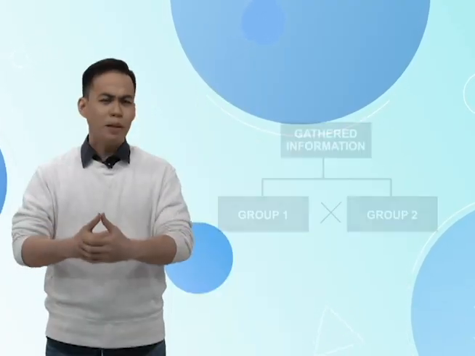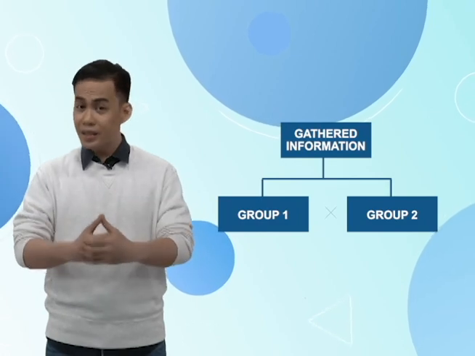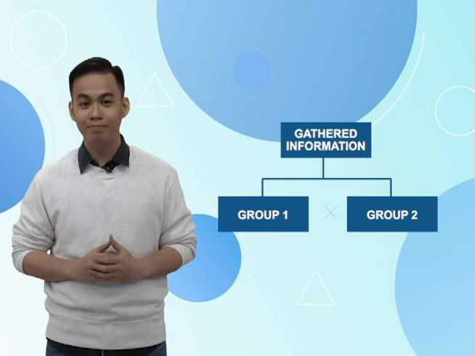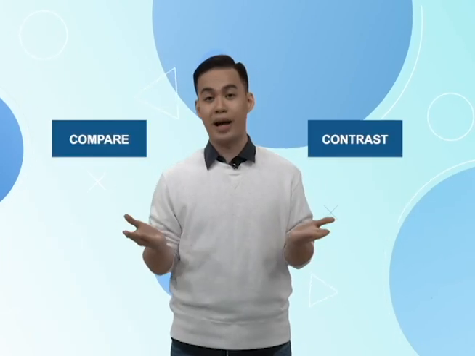Let's look at your list once more. What pieces of information belong to the same group? Which of them contradict one another? This is what it means to compare and contrast the information you have. When you want to compare information, you look for similarities. For contrasting information, you look at differences. Let's look at our example and compare and contrast the information we have.